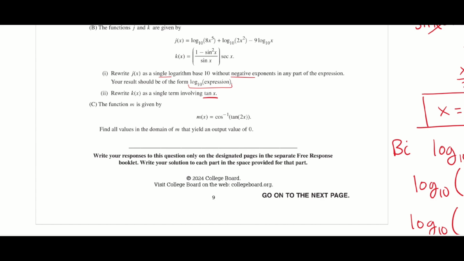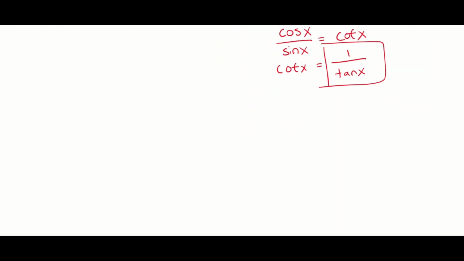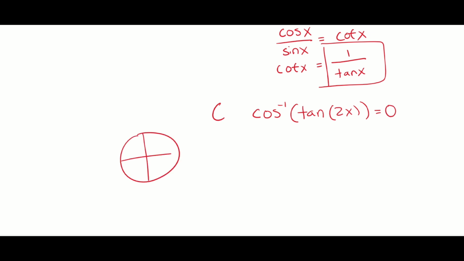The last part, part C: inverse cosine of tan 2x yields an output value of 0, so you set that equal to 0. The cosine of 0: 0 is right here, and the cosine, which is the x-coordinate, is 1.